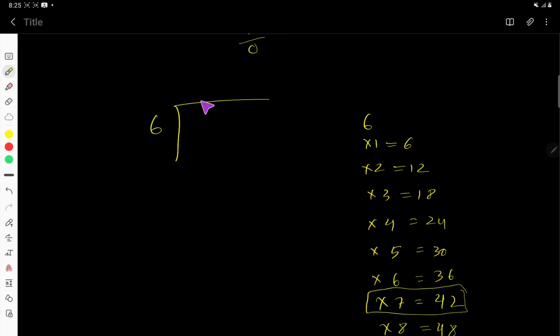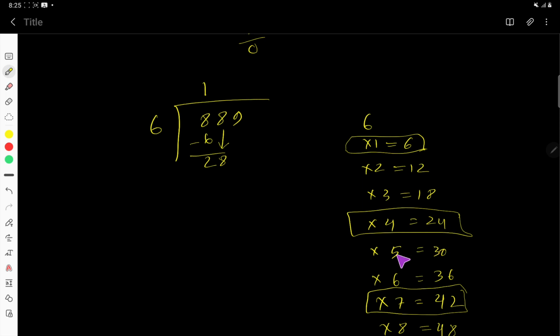So, how to divide this 889 by 6? 6 goes into 8 how many times? Okay, look, if you take 2 times, then 12, so this will be too high. 6 goes into 8 1 time. 1 times 6, 6. Subtract, 2. Bring down this 8, 28. 6 goes into 28 how many times? That is 4 times, 24. Right, 24. If you take 5 times, that is 30, which is exceeding this.